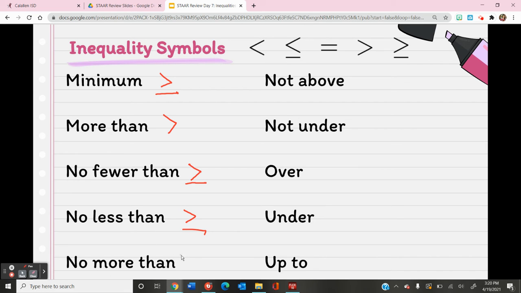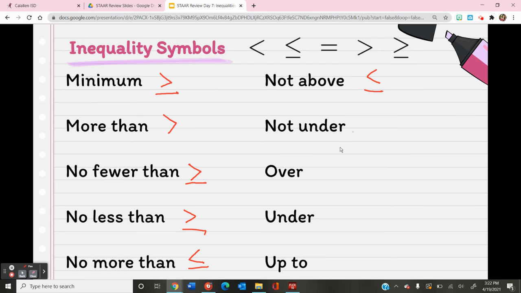Then the next term we have is no more than, so I have no more than $5 in my bank account. So I could have $5 or I could have less than $5. So this is going to be less than or equal to. Then I have not above. So if it is not above $5, then I could have $5 or I could have less than $5.